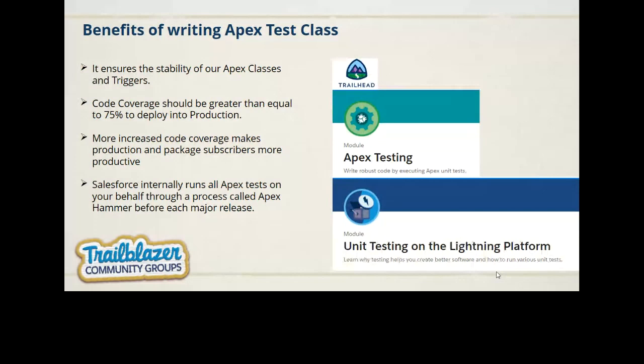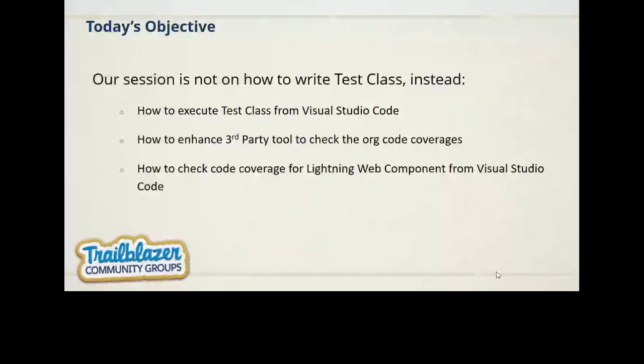Next is today's objective. Today's objective is not how to write a test class or what best practices to follow when you write one. Instead, we will see how to execute a test class from Visual Studio Code, how to enhance a third-party tool to check the organization's code coverage, and how to check code coverage for Lightning Web Component from Visual Studio Code. So basically, three points we'll focus on in today's session.